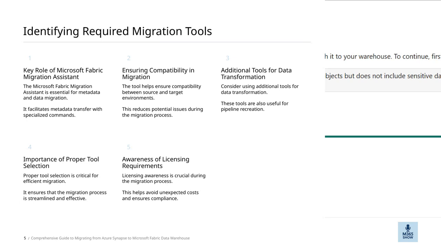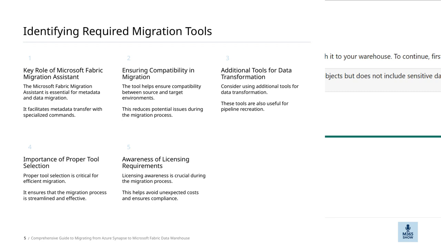Let's talk about identifying the right tools for our migration. First, licensing awareness is absolutely crucial. Understanding the licensing requirements up front helps us avoid unexpected costs and ensures we stay compliant throughout the process. Next, proper tool selection is key to making the migration smooth and efficient. Choosing the right tools means the process will be streamlined, saving us time and reducing potential issues.